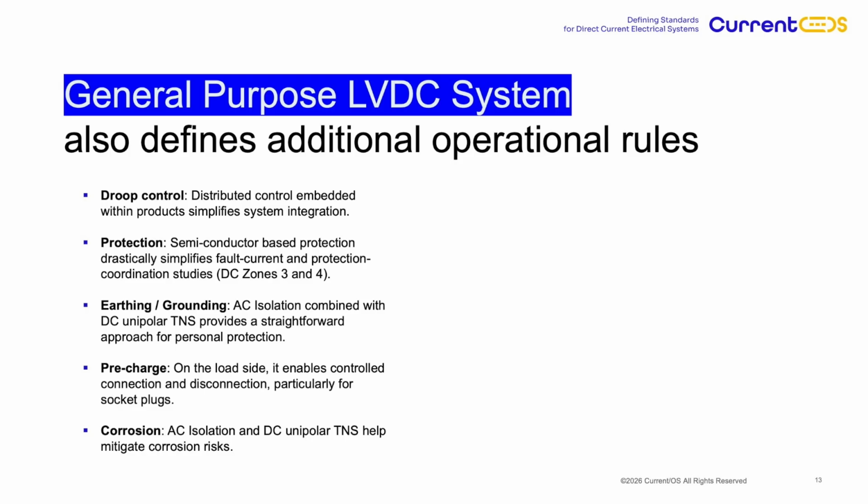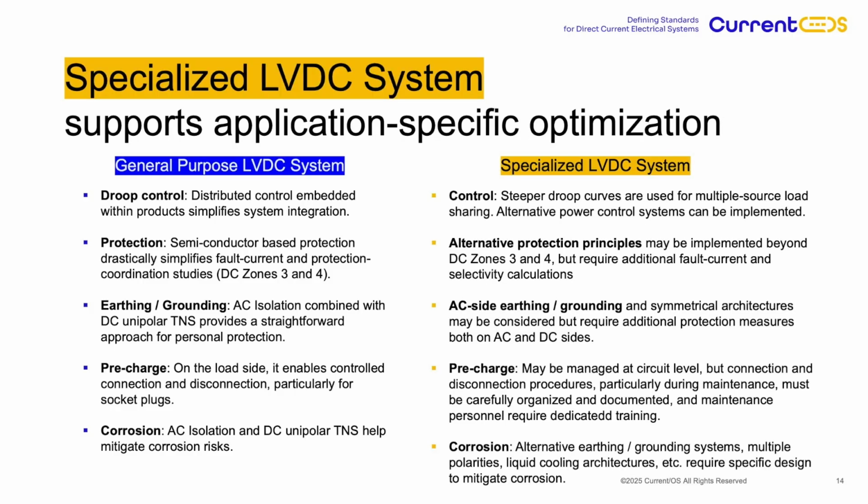The general purpose system also defines additional operational rules. In the other videos of this MOOC series, we will show that the general purpose system goes far beyond the definition of voltage bands. It also defines a broader set of operational rules covering areas such as distributed control, protection, earthing or grounding, pre-charge management, and corrosion mitigation. The specialized system supports application-specific optimization.